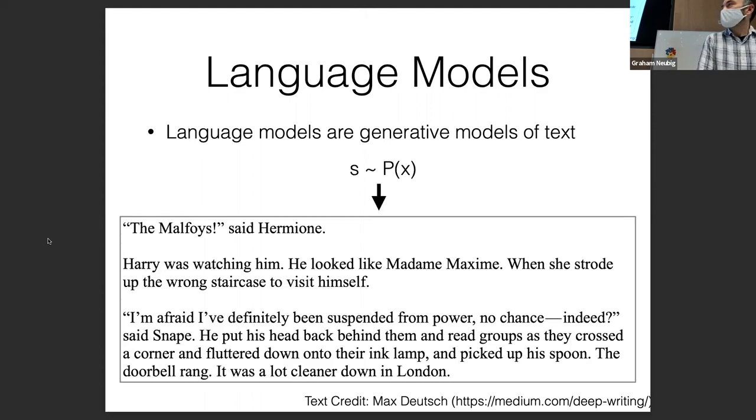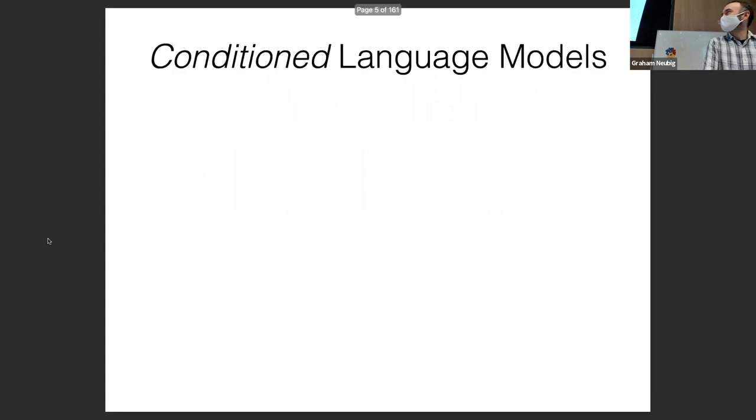For example, let's say we train a language model on lots and lots of novels. We can then generate text based on this training distribution, where the text it outputs will be a novel. So this particular one was trained on Harry Potter books. So you can get something that looks a little bit like a Harry Potter book. Although in this particular case, if you read it carefully, it's a little bit strange, not a very entertaining Harry Potter book to read.